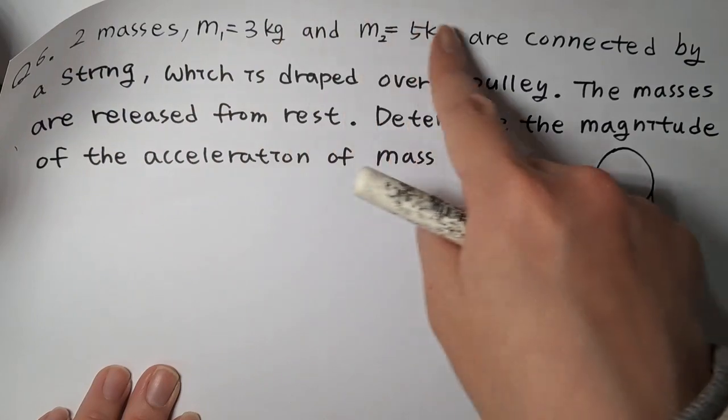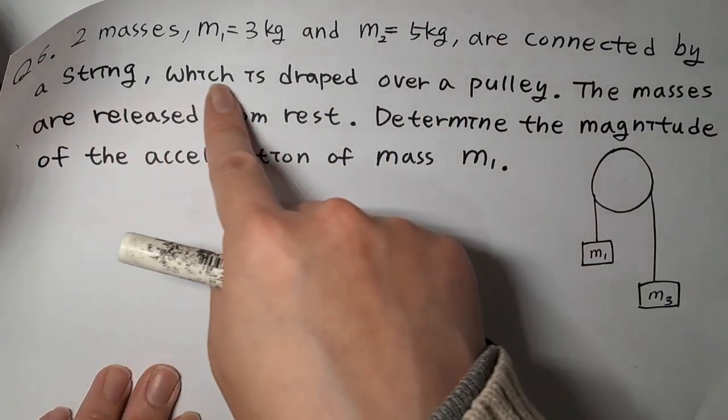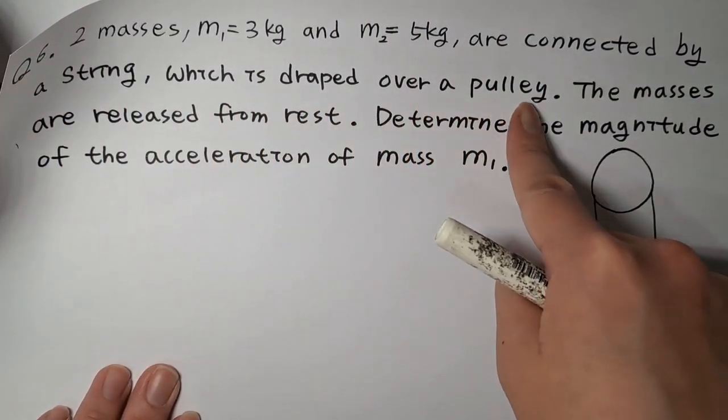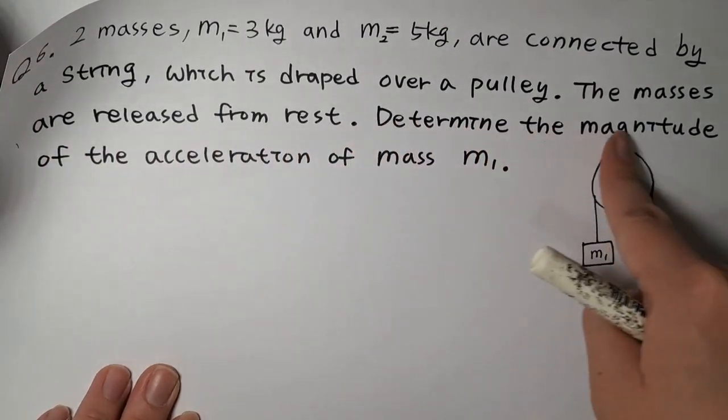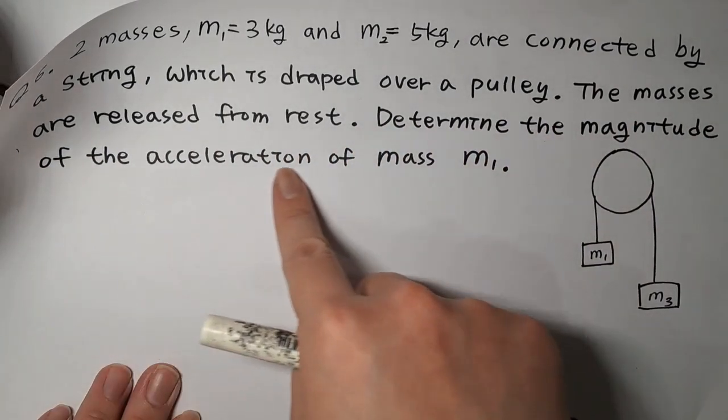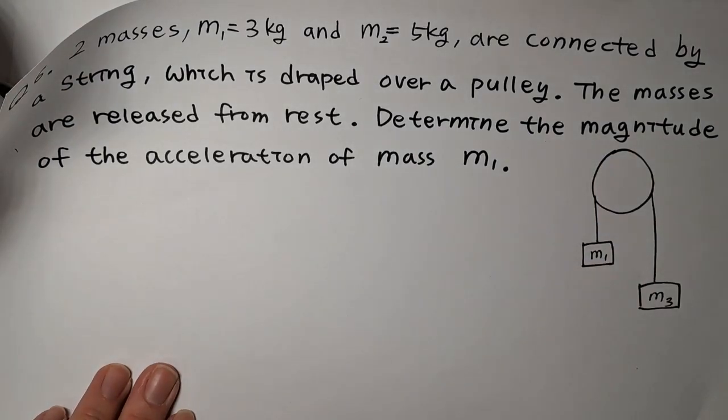Masses are connected by a string which is strapped over a pulley. The masses are released from rest. Determine the magnitude of the acceleration of mass m.